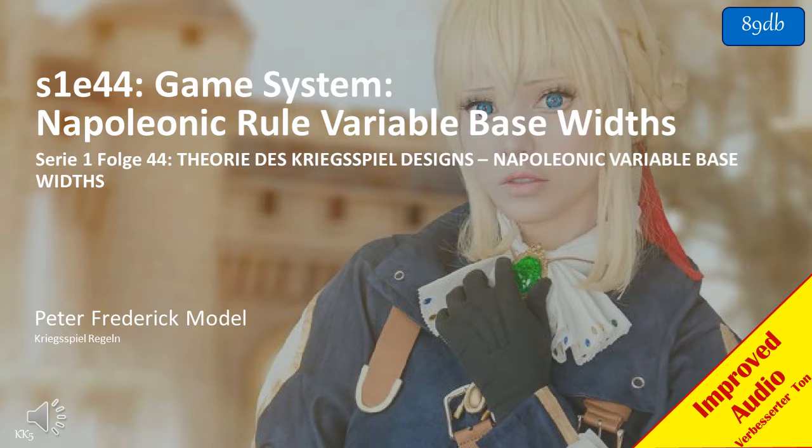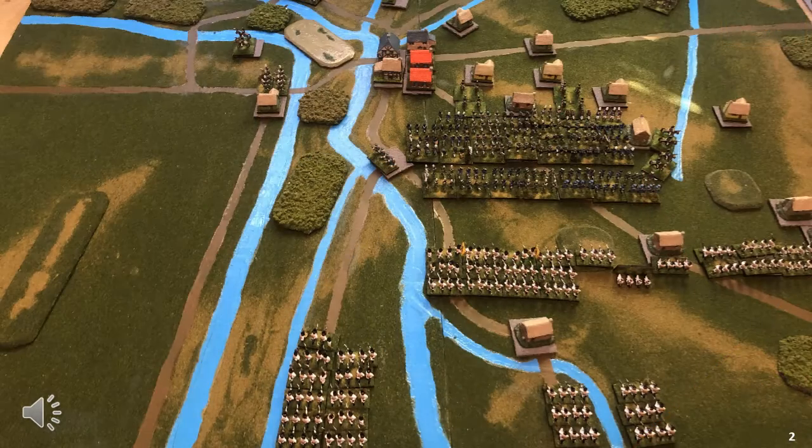Welcome to another exciting video, in this case episode 44 of my game system design series. In this video I'll be exploring Napoleonic rules' variable base widths and using base widths as the measurement system within the rules. The topic of base widths in the figure gaming world is massive, and I've created an earlier video detailing the evolution of base widths in the Napoleonic era. However, one area I've not covered is the use of base widths as a form of measuring distance within rules.